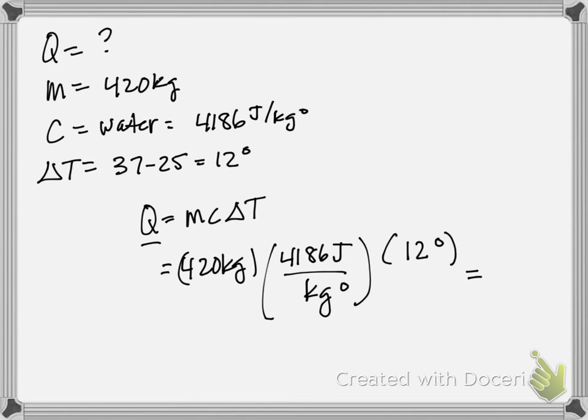Okay, now look at this like a math problem where you're canceling out variables. You can cancel out units the same way. So you notice I have a kilogram up here and a kilogram down here. I can cancel those out. I also have a degree down here and a degree up here, so I can cancel those out. And so I'm going to be left with units of joules, which is what I want for heat. Okay, so that can be very helpful. So then on your calculator, you plug in 420 times 4186 times 12, and you get, and this is rounded, forgive me, I didn't write down the actual answer, about 21 million joules.